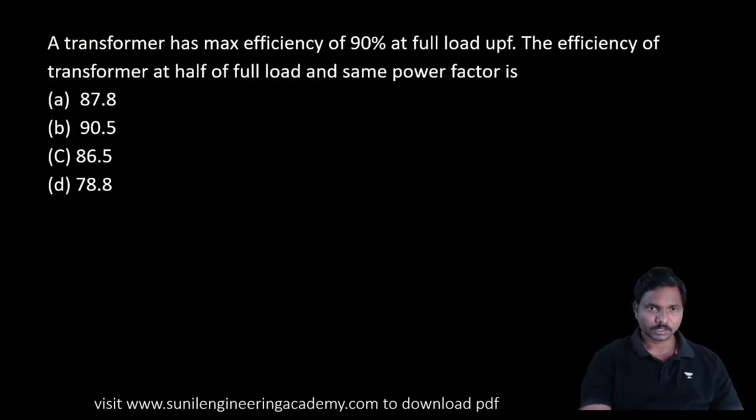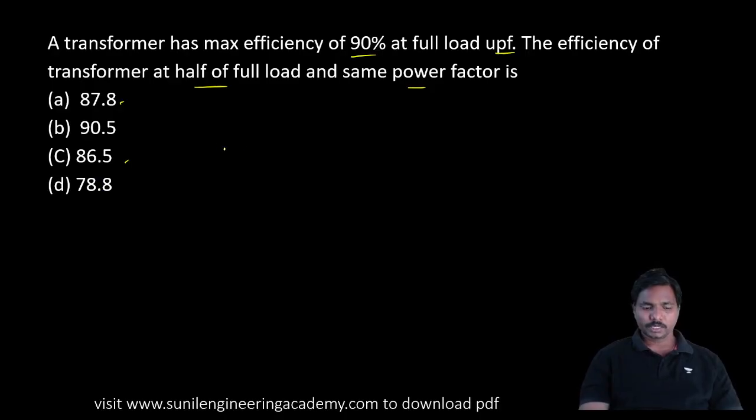Coming to the next one. A transformer has a maximum efficiency of 90% at full load unity power factor. What is the efficiency of the transformer at half of the full load and the same power factor? For half of the load, the efficiency may be a little less than 90%. So the options A and C are most probable, but these are very near to each other, so we have to calculate.